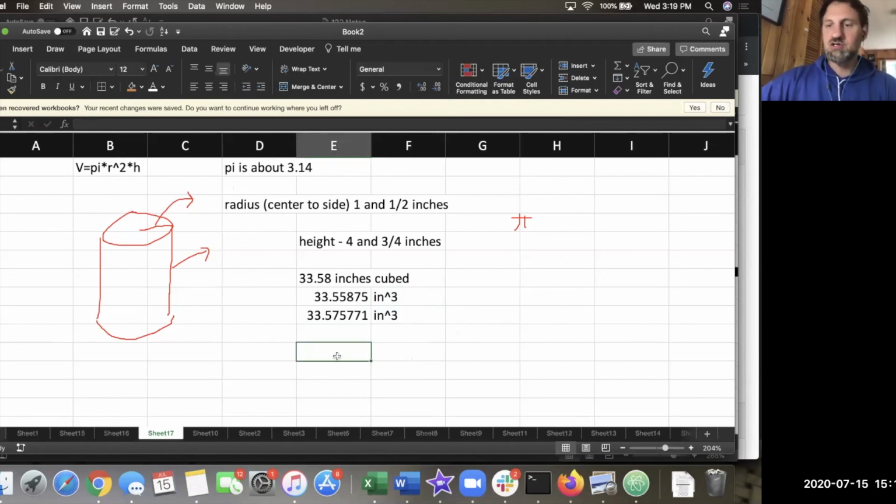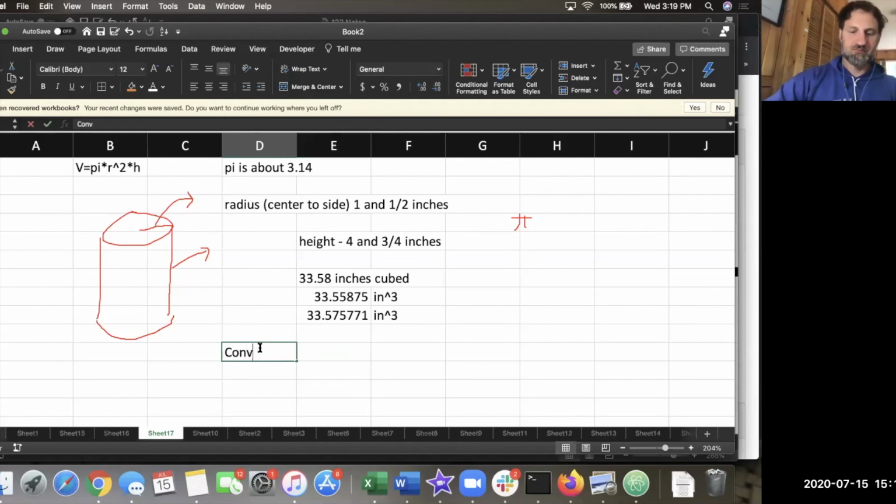Now, just for fun, let's go ahead and convert. Do you know how many milliliters are in a can off the top of your head? You can drinkers? Well, someone's got a can in their house. Let's convert inches cubed to centimeters cubed.